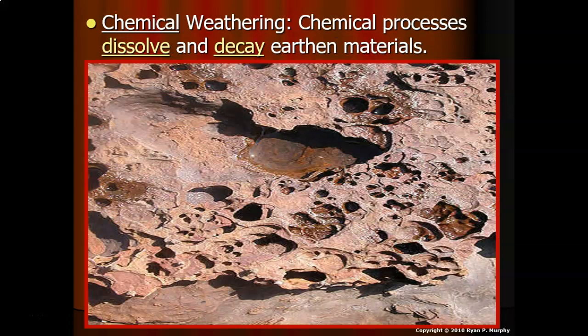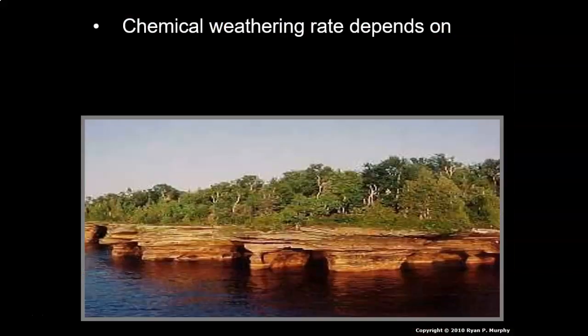So you're going to start adding this to your notes on the second page. Chemical weathering is when chemical processes dissolve and decay earthen materials. All right, so chemical weathering can happen at different rates. Sometimes it takes a long time. Sometimes it can happen relatively quickly, and how fast it happens depends on a lot of different things.